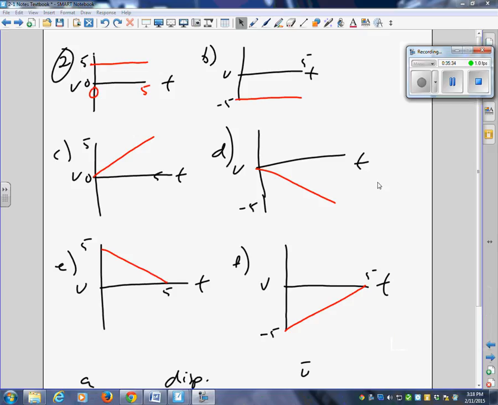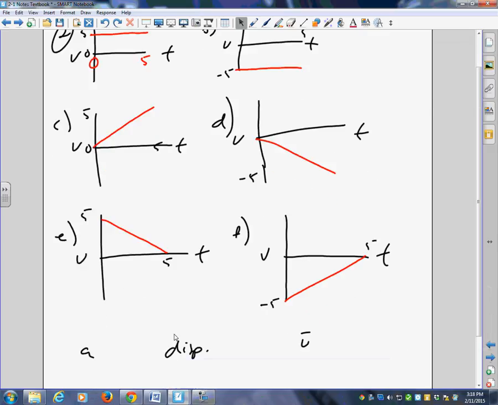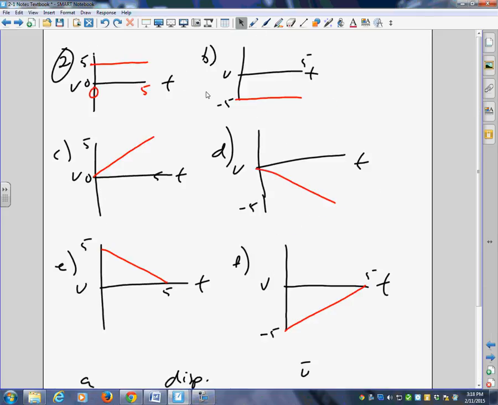Okay, we are to find the acceleration for this one right here. I'm just going to copy that. Can I do that? I think I can. Maybe it won't work.